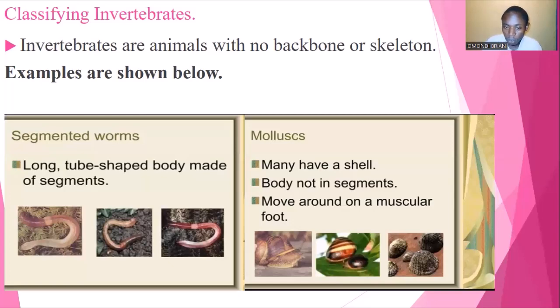Then another example of invertebrates, you have mollusks. Many mollusks have shells. Their body is not segmented. They move around on a muscular foot. So these mollusks, their body is subdivided into three. So we have the shell, we have the body, and we have the abdomen. Those are the parts of the mollusks.